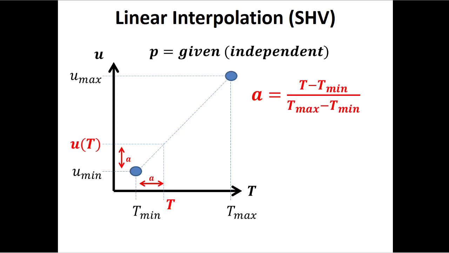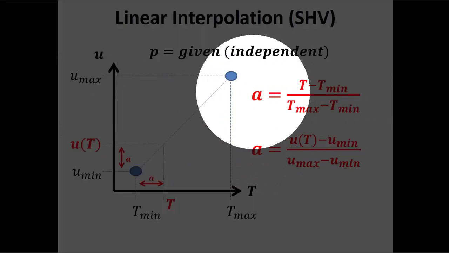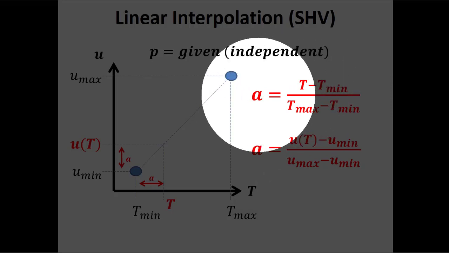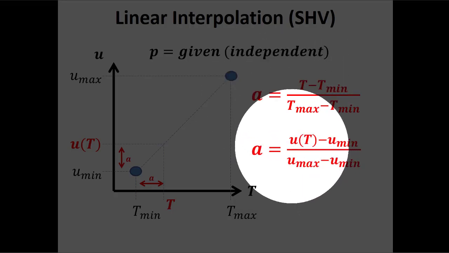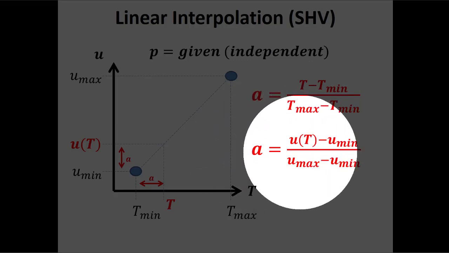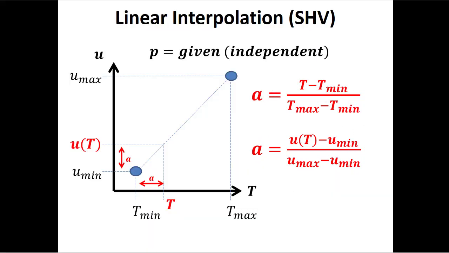Let's say it's 25%. If I've gone 25% of the range of my temperature, that means I must also have gone 25% of the range for my specific internal energy, if I assume this is linear. So in this equation, I would use the known value of T to find A. Then in this equation, I would know A because I found it previously, and I'd rearrange this to find the specific internal energy that I'm looking for. Now, conceptually, that's how we do linear interpolation.